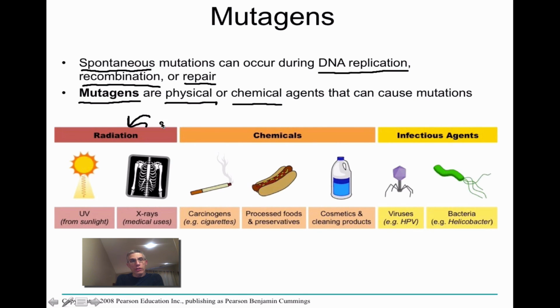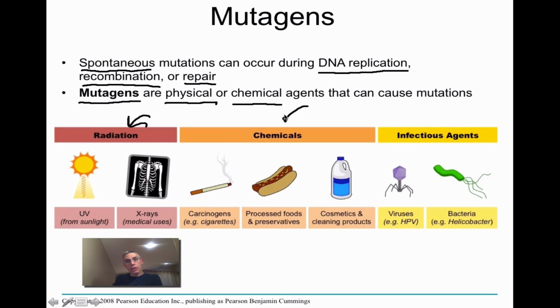And so there's different ways that our bodies can be exposed to radiation. One of them we don't have a lot of control over, and that would be UV radiation from the sun. Another one is going to be X-rays. And so say for example you happen to be an athlete, if you're exposed to multiple X-rays over your lifetime, that could have an effect on the mutations that might occur within your DNA.